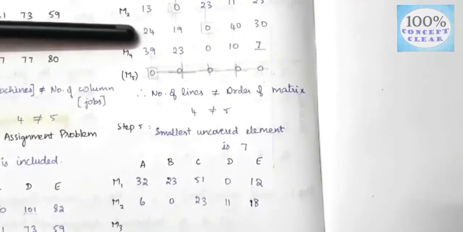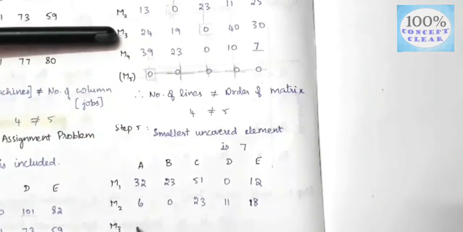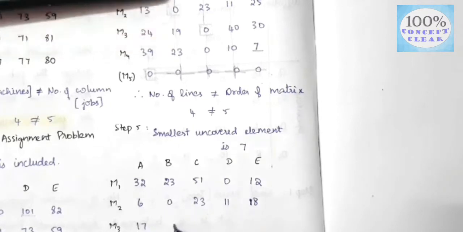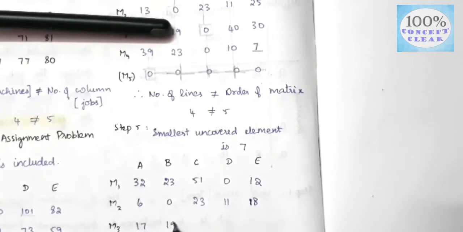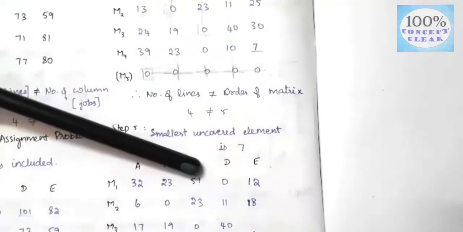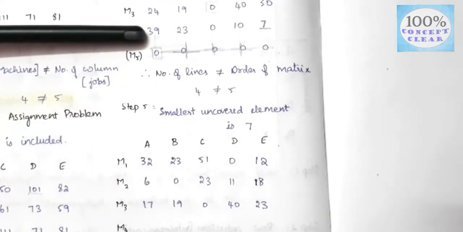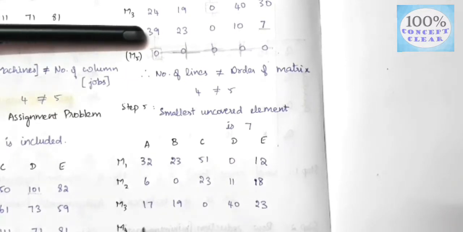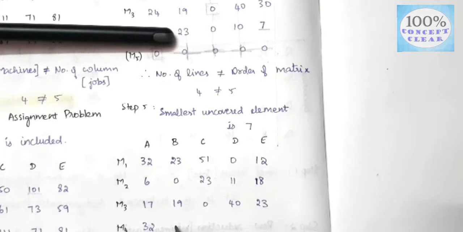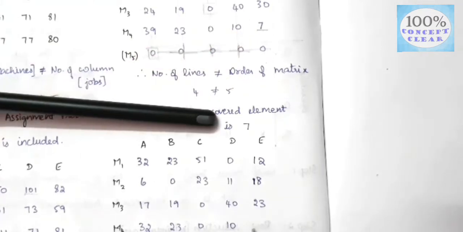Now check the third row. In the third row, 24 is an uncovered element. So 24 minus 7 is 17. And 19 is a covered element, so we just write it as it is: 19, 0 and 40. And here 30 is an uncovered element. So 30 minus 7 is 23. Now in the fourth row, 39 is an uncovered element. So 39 minus 7 is 32. And 23 is a covered element, so we just write it as it is. So 23, 0 and 10 are covered elements. And 7 is an uncovered element. So 7 minus 7 is 0.